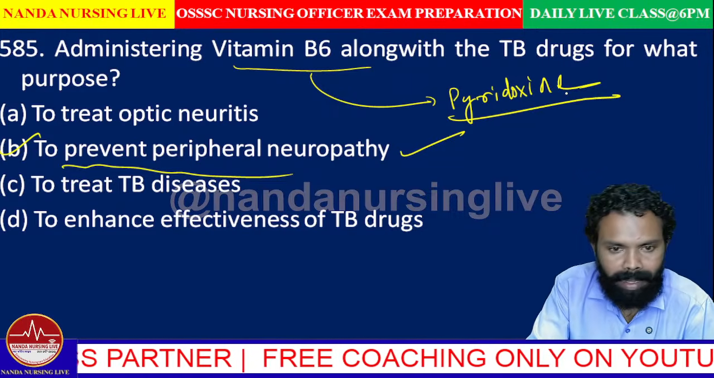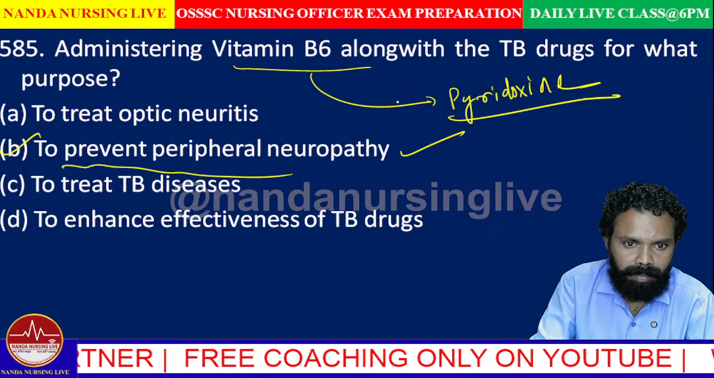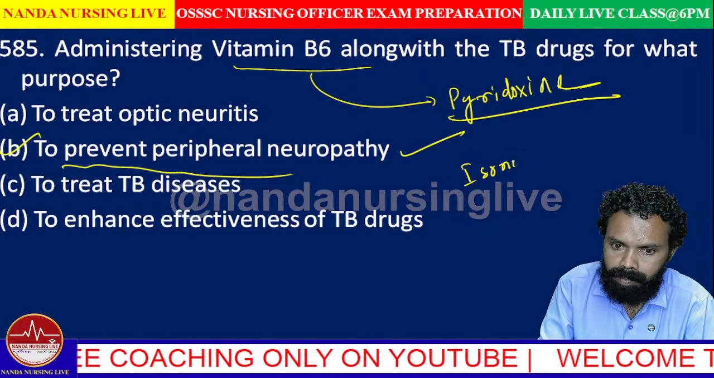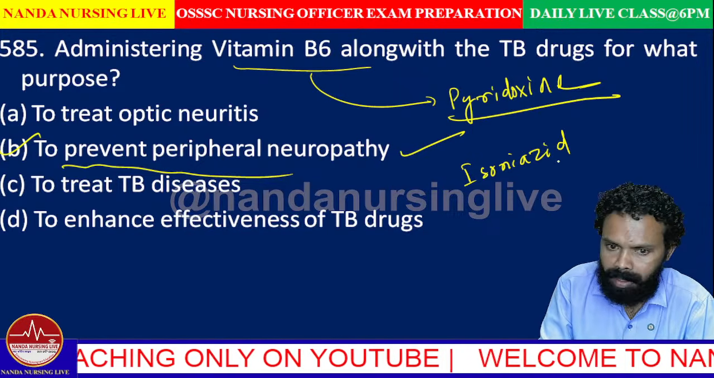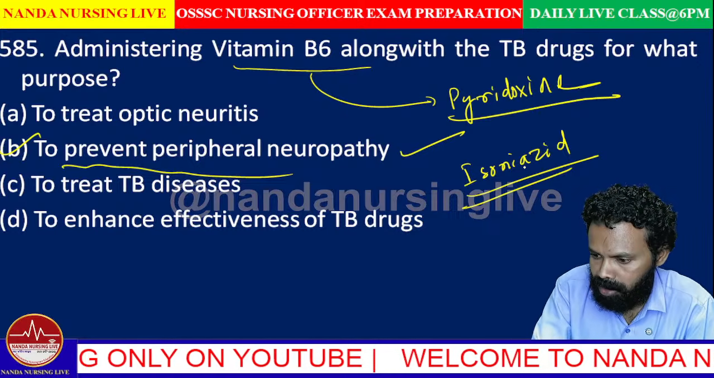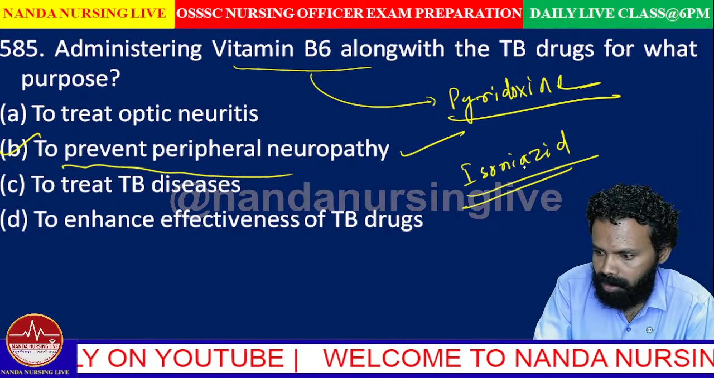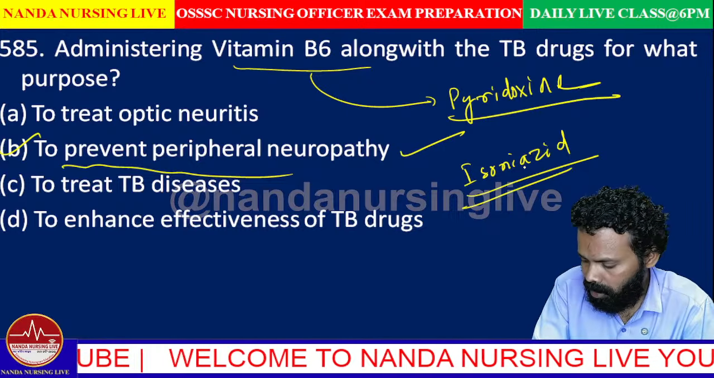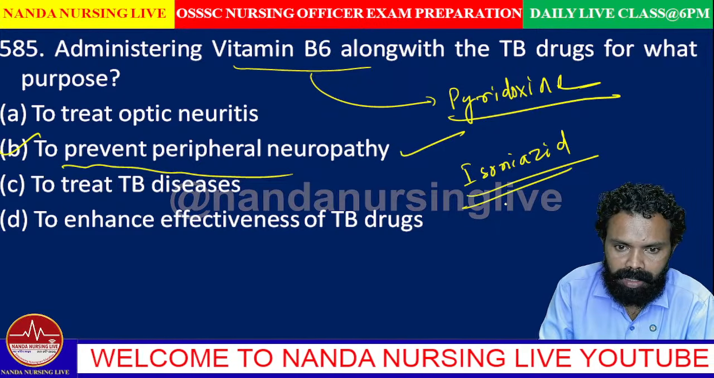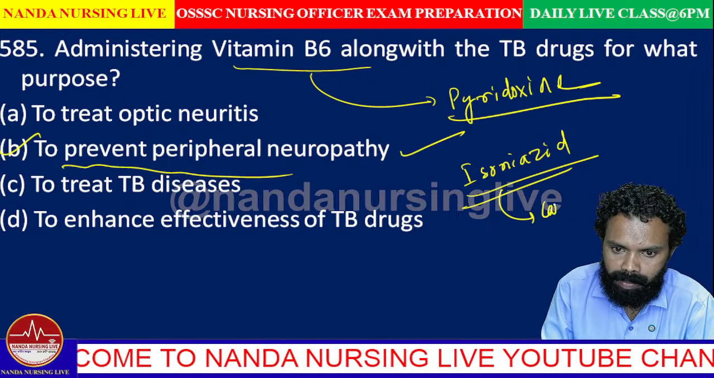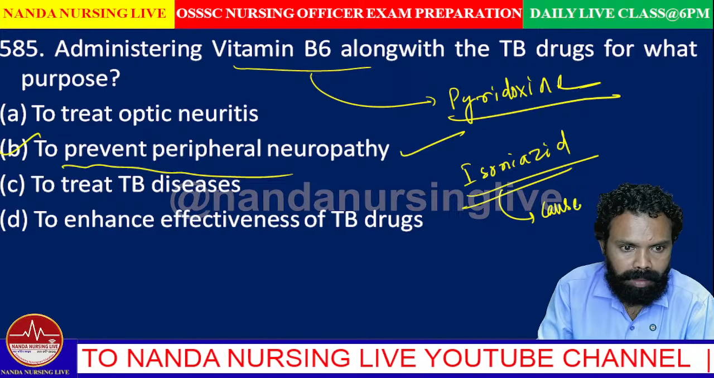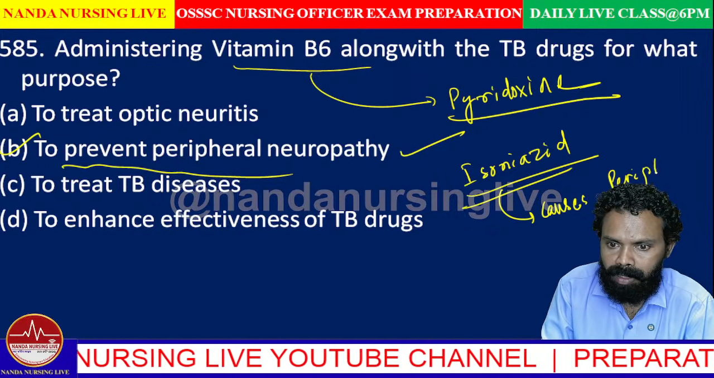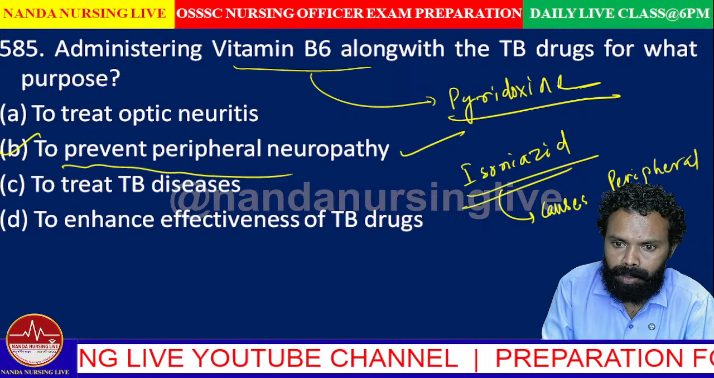So mainly isoniazid causes peripheral neuropathy. Isoniazid is an anti-tubercular drug. Isoniazid causes peripheral neuropathy.